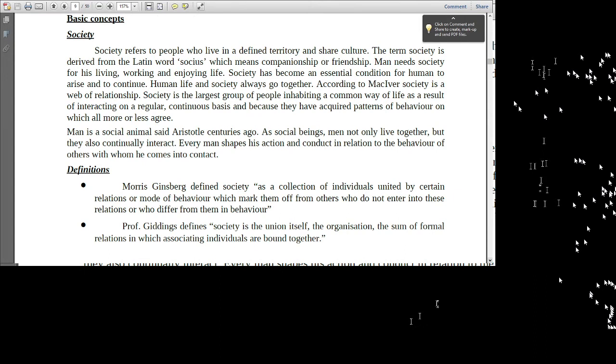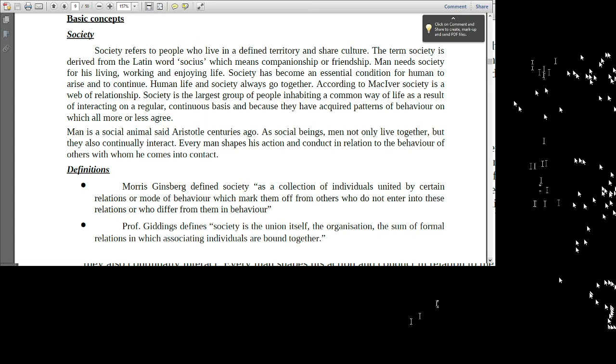According to Ginsberg, one of the sociologists, society is a collection of individuals, which we already mentioned. Society is a collection of individuals united by certain relations or modes of behavior which mark them off from others. That means they are unique. All individuals are unique in society, and they are united by certain relations or modes of behavior which mark them off from others who do not enter into these relations or differ from them in behavior.